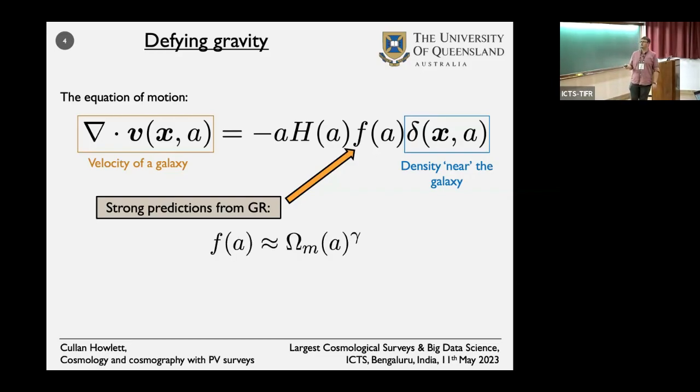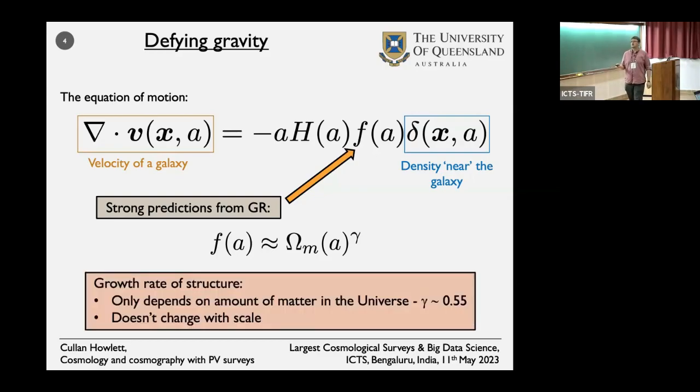In particular, many of you will have seen this expansion before, where you basically say that you can approximate the growth rate as omega matter to some power of gamma. And in GR in particular, the growth rate of structure only depends on the amount of matter in the universe, with gamma of approximately 0.55. And it also importantly doesn't change with scale, so it's scale independent. And so in particular, if we were to ever detect a scale dependence in the growth rate of structure, this could be seen as a smoking gun for general relativity.